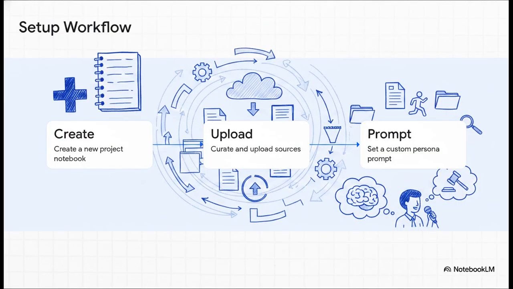So here is your exact setup workflow. Step 1, hit create. Step 2, upload your carefully vetted sources. You get up to 50 sources per notebook in the free version. Step 3, and this is the absolute secret sauce, guys, setting a persona prompt. In the configure chat settings, you get up to 10,000 characters to completely tailor your AI's expertise. You don't just want a generic summary. You want it to act as a rigorous research advisor, an elite marathon coach, or a hypercritical legal reviewer.